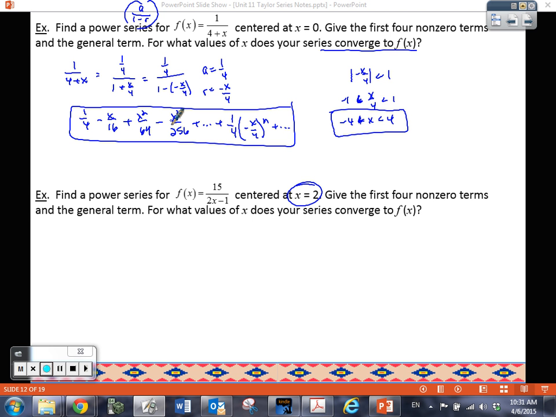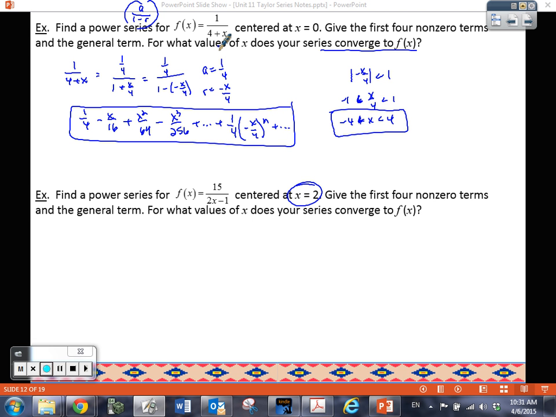They'd have to be x minus 2's. And so that's just not something that's typically embedded in this function, an x minus 2 or an x minus 4 or wherever you're centered at. So it's something that we have to algebraically force in there. And so we're going to walk through that.